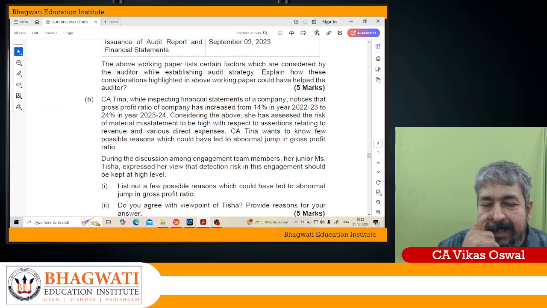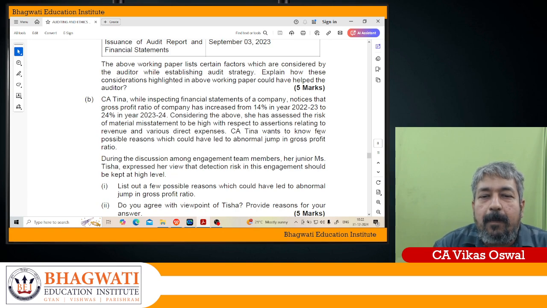CA Tina, while inspecting the financial statement of the company, notices that the gross profit ratio of the company has increased from 14% in 22-23 to 24% in 23-24. Considering the above, she has assessed the risk of material misstatement to be high with respect to the assertion relating to revenue and various direct expenses.